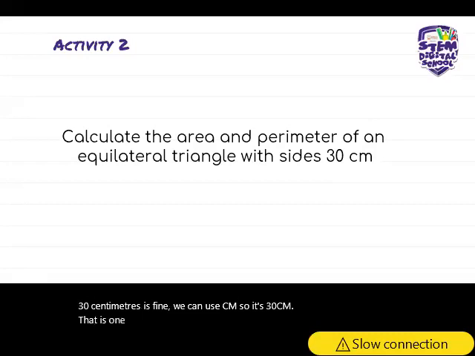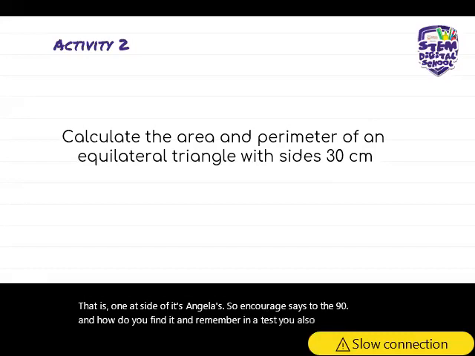Umkabet says it will be 90. And how do you find it? Remember, in a test, you also have to demonstrate how you find that.